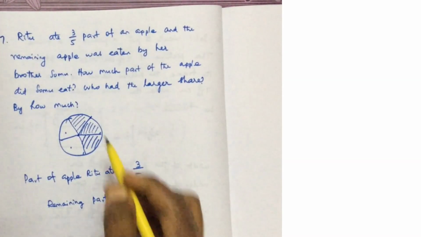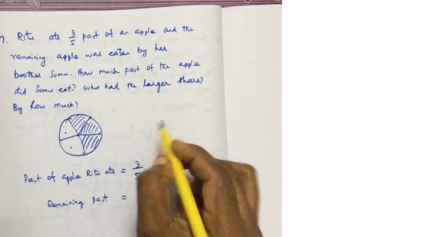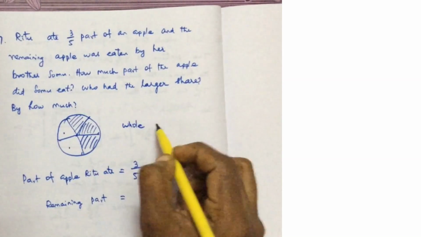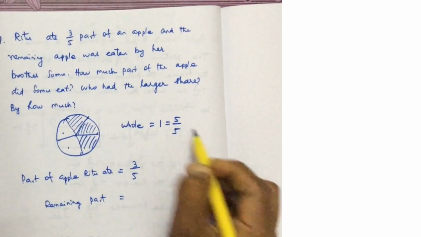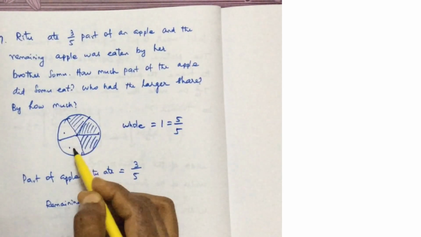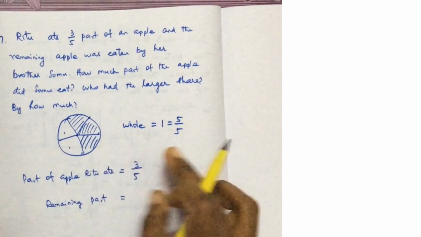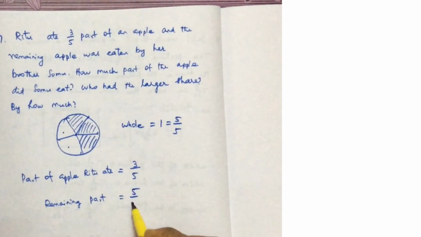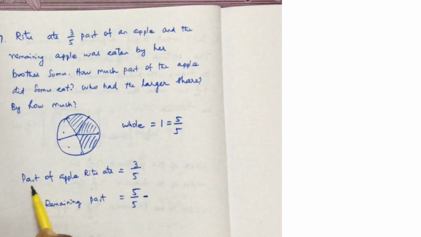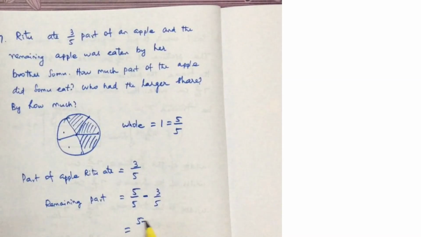What does the whole part represent? The whole part is 1, 2, 3, 4, 5. Whole, that is equal to 1 or 5 by 5. Totally there are 5 parts. So the whole apple is represented as 1 or 5 divided by 5. So 5 by 5 minus part of the apple Ritu ate is 3 by 5, that is equal to 5 minus 3 by 5, that is equal to 2 by 5.